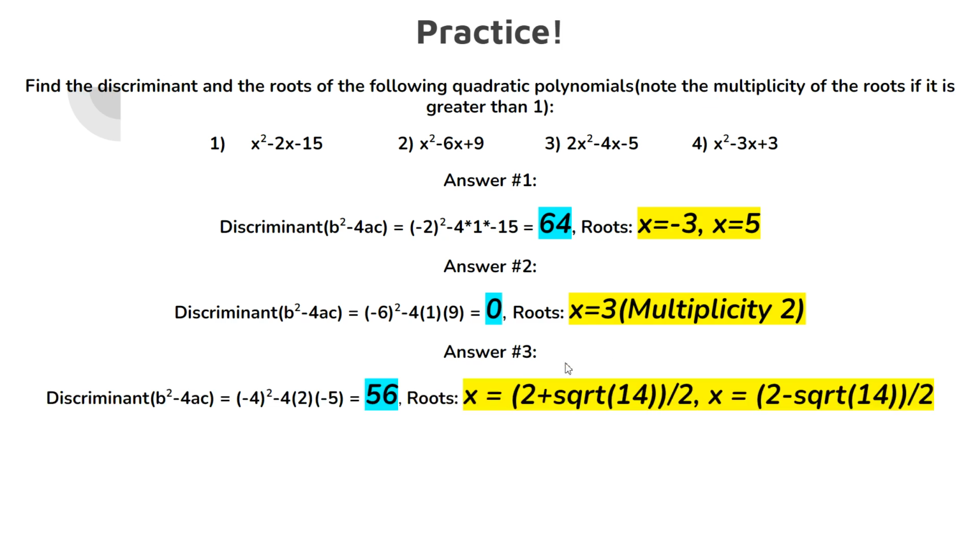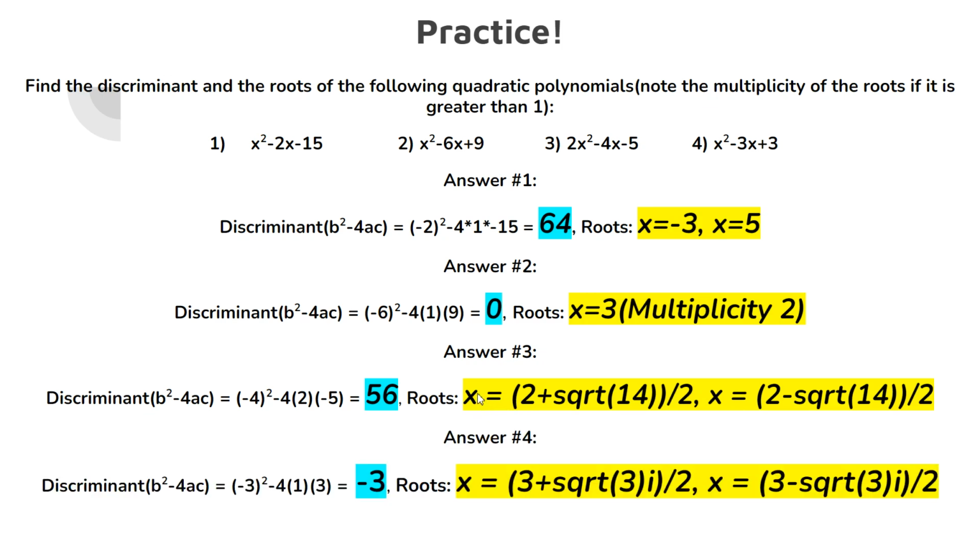Now this one, the discriminant is 56. It's positive, so it's going to have real roots. However, it is not a perfect square, therefore it will have irrational roots. As shown, we have x equals 2 plus the square root of 14 over 2, and x equals 2 minus the square root of 14 over 2.